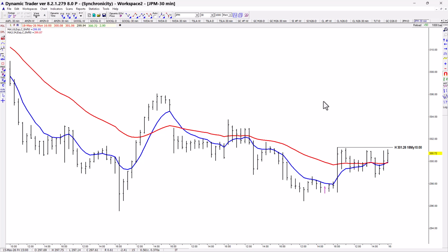Anyway, this is one of the setups that we're looking at. Like I said, it's not the highest probability, but it's still a setup, and we still have clear definition of risk. I hope that helps.